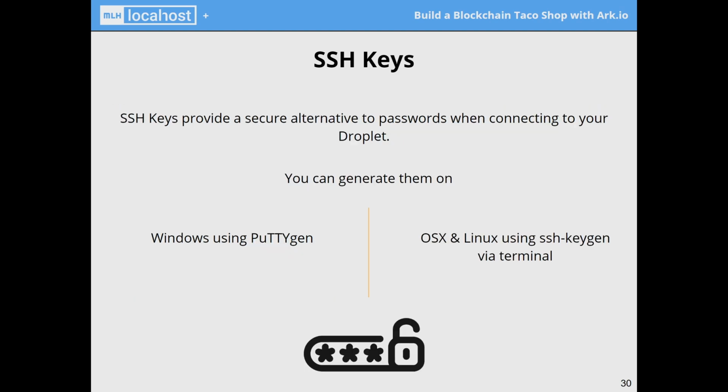So with that being said, basically we're going to use these two. On Windows, we're going to use PuTTY-gen to generate the SSH key, and on a Mac or a Linux machine, we're just going to use ssh-keygen because it's already installed on the OS, essentially.